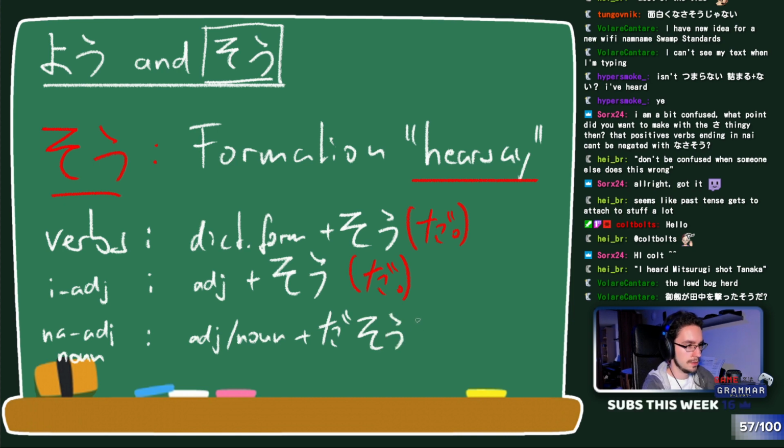So, da. The da is kind of optional again. It could be a "this" as well. All right. Mitsurugi. I like how you used the kyujitai for tsurugi there. Tanaka wo utta sou da. Yeah, utta sou da. I heard that Mitsurugi shot Tanaka.